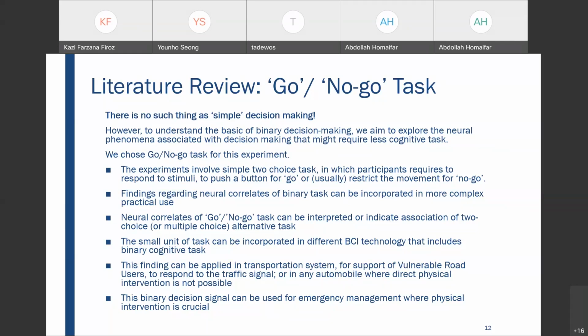So in a few words, we can say that when we cannot intervene physically, we want to use our brains to control the system, and that's why we go for a unit task, and we aim to integrate this simple task into a more complex design.